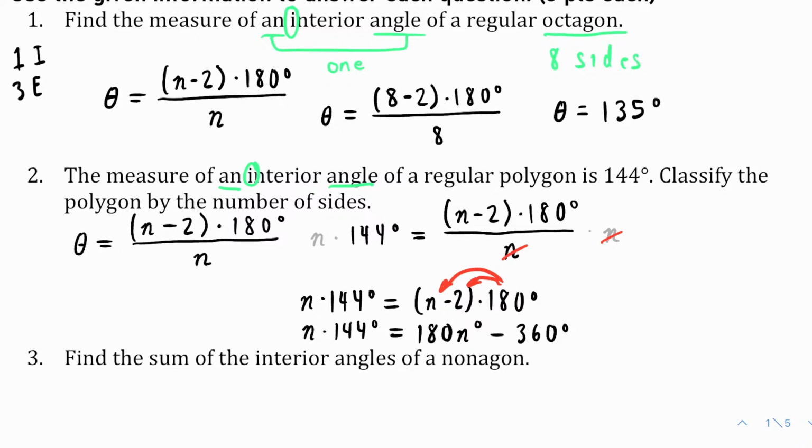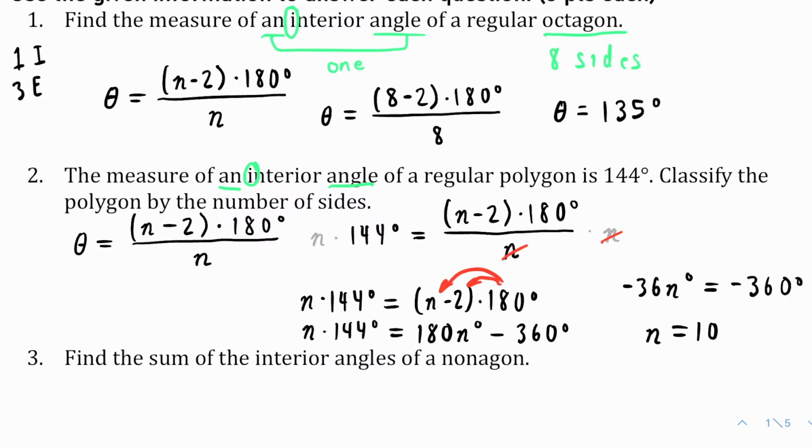So now I'm going to subtract 180n from both sides. And I'm going to do that with the calculator. 144 minus 180 is negative 36. So I should have negative 36n equals, oops, don't forget that minus there, equals negative 360. And if I divide both sides by negative 36, n equals 10.